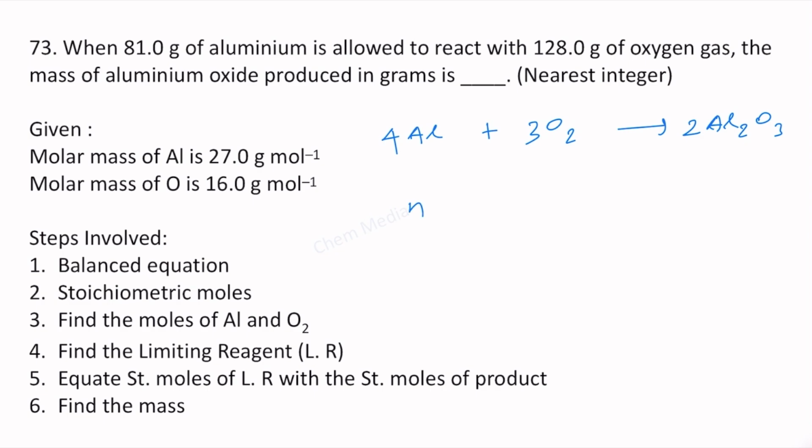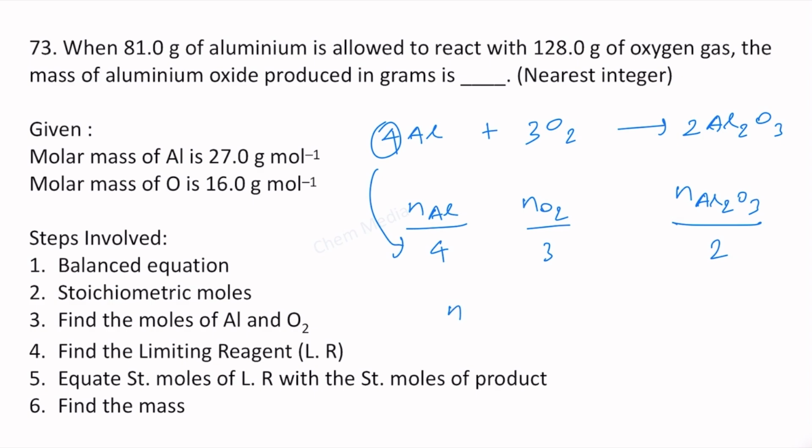Stoichiometric moles, we write this way: number of moles of aluminium divided by the stoichiometric coefficient. Whatever is the coefficient we have, that we bring it down. And number of moles of O2 divided by 3, and number of moles of Al2O3 divided by 2.